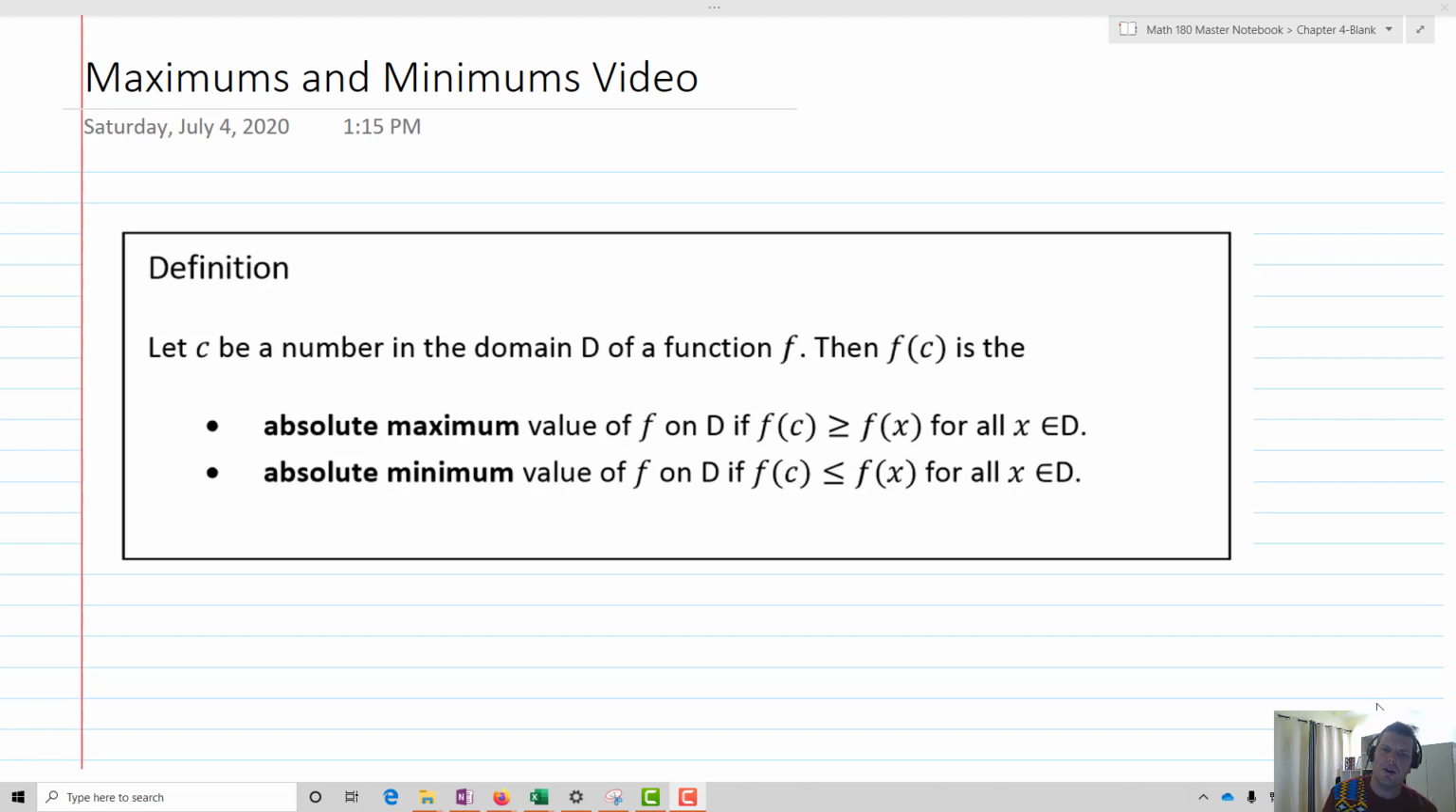Let C be a number in the domain D of a function f. Then f of C is the absolute maximum value of f on D if f of C is greater than or equal to f of x for all x belonging to D. And an absolute minimum value of f on D if f of C is less than or equal to f of x for all x belonging to D. Now, what we want to do is understand what this definition means, so let's actually look at that.